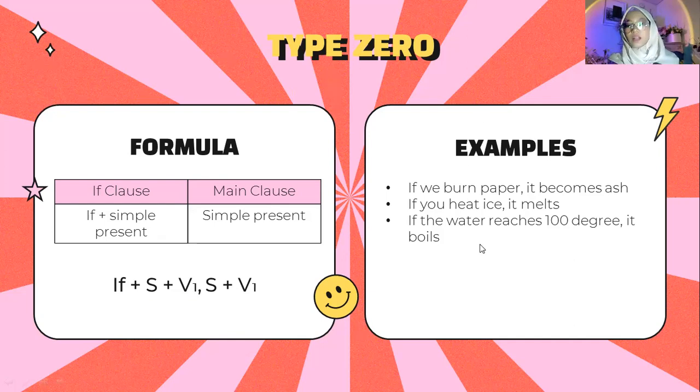Examples. If we burn paper, it becomes ash. If you hit ice, it melts. If the water reaches 100 degrees, it boils. These are facts. These are situations that always have the same result.